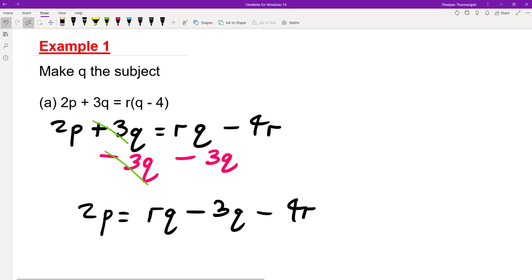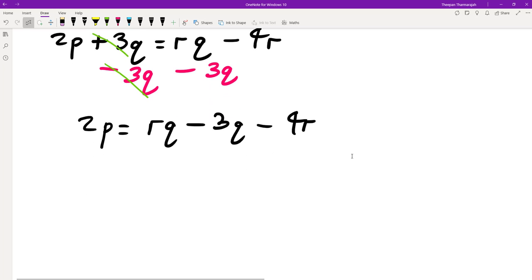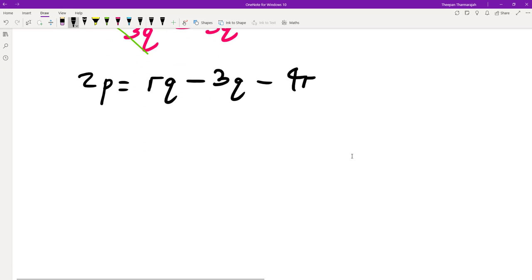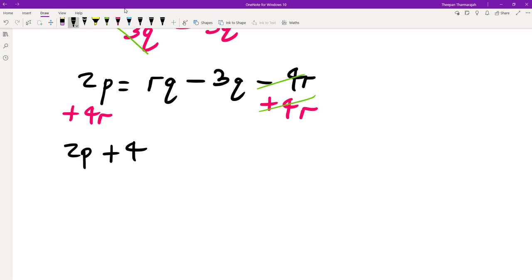Then what we do at this stage is we want to get minus 4r on the other side. So we can do that by adding 4r on both sides, like so. The minus 4r, positive 4r cancel out. So I end up with 2p plus 4r equals rq minus 3q.